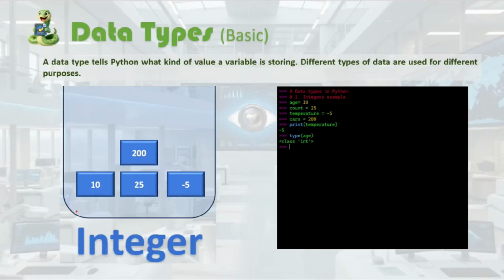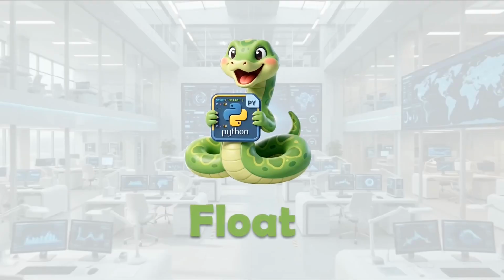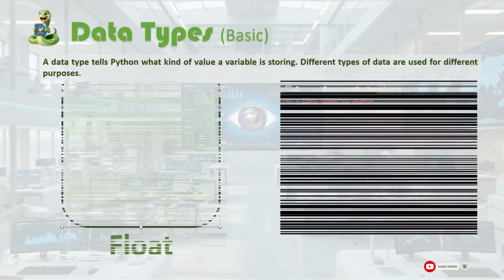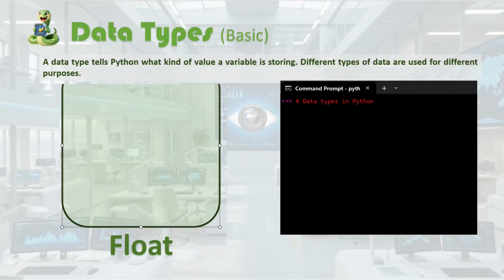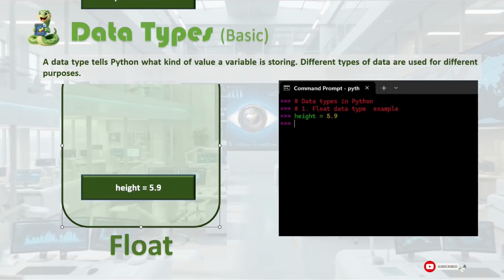Now that you understand integers, let's move on to the next data type, float. A float, or floating point number, is used to store numbers that contain a decimal point. These are useful whenever you need more precision than whole numbers. For example, if you're storing a person's height, you might write height equals 5.9. Here, 5.9 is a decimal number, so Python treats it as a float.